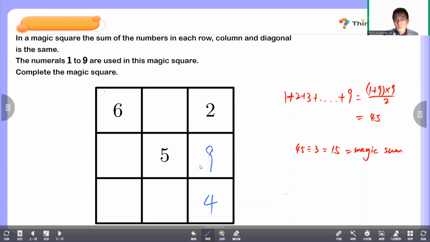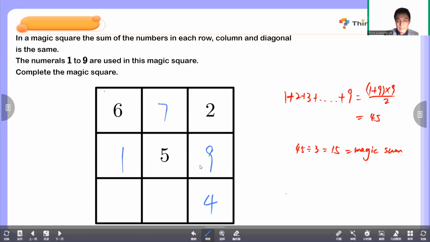And then for row 2, we have 5 and 9, which is 14. And then to get 15, we add 1. So in this cell, we should have 1. And then we can find all the rest. So for row number 1, we have 2 plus 6, which is 8. And 15 minus 8 gives us 7 in this cell.